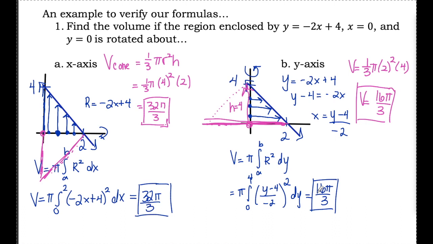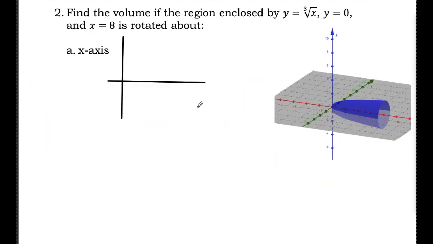Let's look at a more complicated example where I'm not going to be able to verify with one of these basic volume formulas that I already know. Number 2, we want to find the volume if the region enclosed by y equals the cube root of x, y equals 0, and x equals 8 is rotated about the x-axis. Same idea as before, I need to start by drawing a picture so I have an idea of what my region looks like, so that I can figure out the bounds of my integral and the radius of each of the circles. I know that the cube root of x looks something like this.